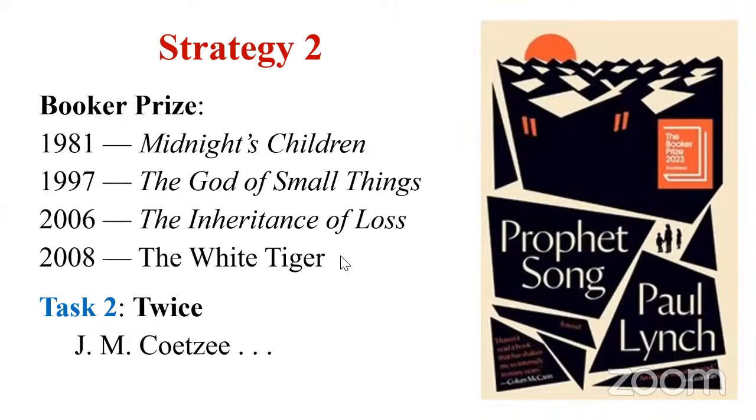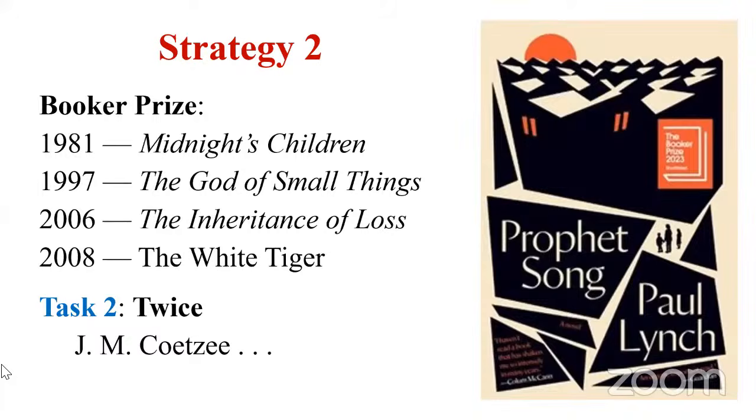Earlier, I think in one of the NET exams, they asked a chronology-based question based on this list, Indian novels which won Booker Prizes. Then here's a task for you. There are a lot of writers who won the Booker Prize twice. One of them, we have South African writer J. M. Coetzee, known for his famous works Disgrace, Life and Times of Michael K. So find out some of the other writers who won this prize twice.